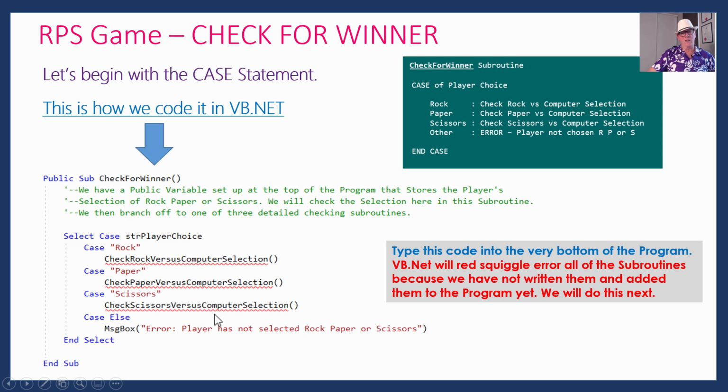These are all new subroutines, and VB.NET will actually put a red squiggle under them and indicate an error because we actually haven't put in the code for these new subroutines yet that we're making up. So we're just giving them names and putting them in here, but don't worry about that. We're going to make them up and that'll get rid of all the errors. So that's how you actually structure the case statement. You need to type that right down at the bottom of the program, public sub check for winner, brackets, put your case statement in and do that.